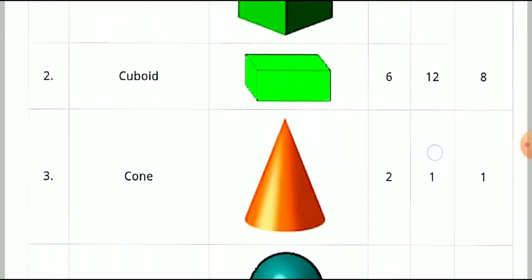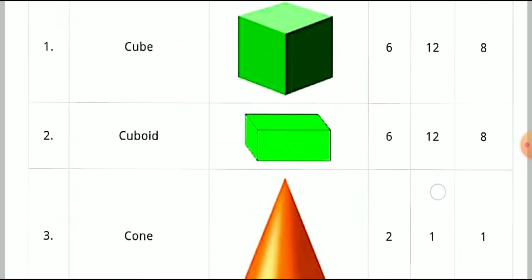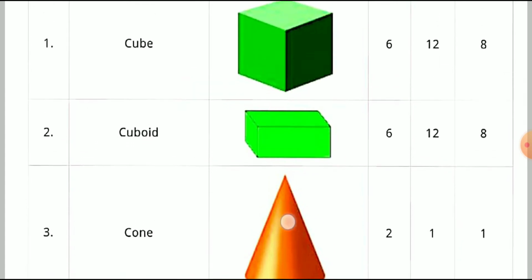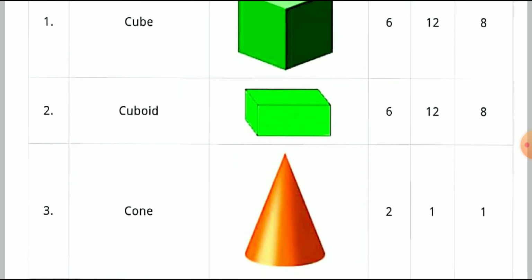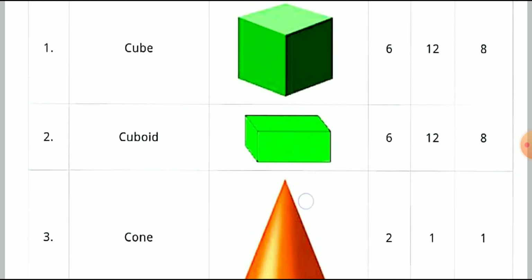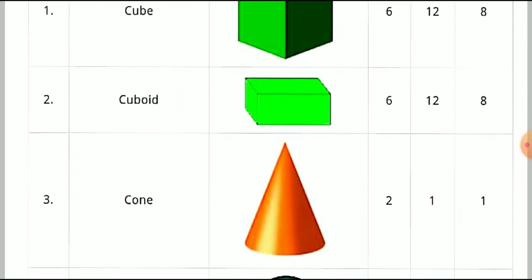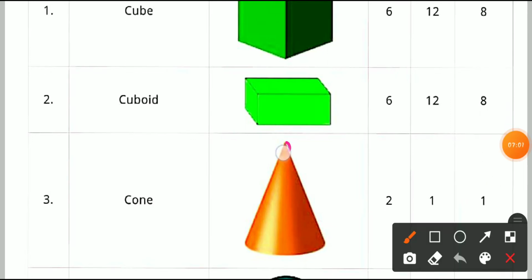Now what about the cone? How many faces are there? It contains 2 faces, one flat face and one curved face. This is the curved face, and the base one is of flat surface. How many edges are there? Edges in the sense you can say only one. Okay, and vertices, here we have only one vertex, which is this.